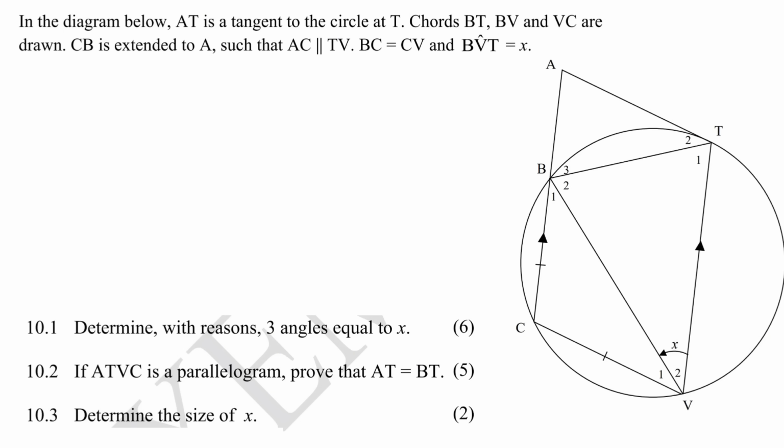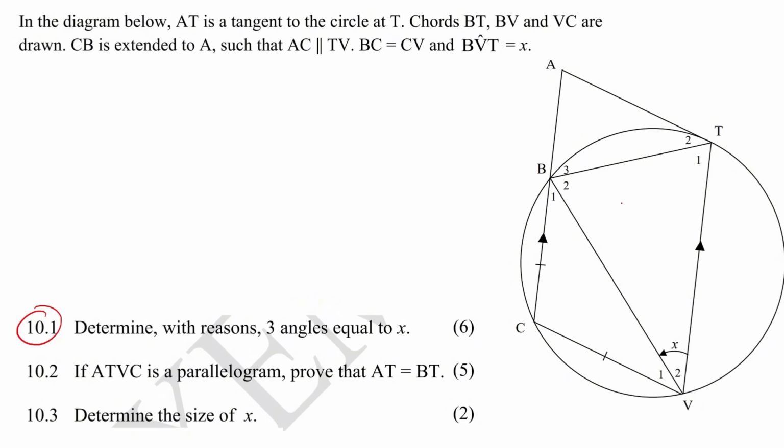In the diagram below, AT is a tangent. Chords BT, BV, and VC are drawn. CV is extended such that those are parallel. BC is equal to CV, and that's equal to x. Okay, they've shown us that already. So when I read this, I'm just looking for something that isn't shown. Now, determine with reasons 3 angles that are equal to x.